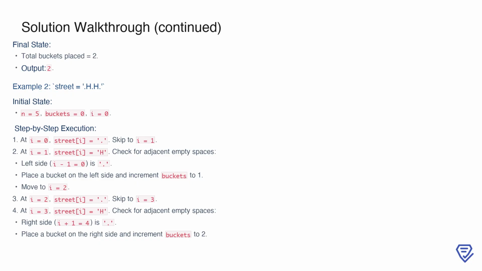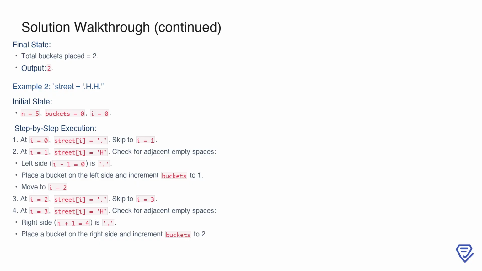Now, let's consider a second example where the street string is .hh. The initial setup includes n equals 5, buckets equals 0, and i equals 0. Starting at i equals 0, the character is an empty space, so we skip to i equals 1. At i equals 1, we encounter a house. Checking for adjacent empty spaces, the left side at i minus 1 equals 0 is empty. We place a bucket there, increasing the bucket count to 1, and move to i equals 2.